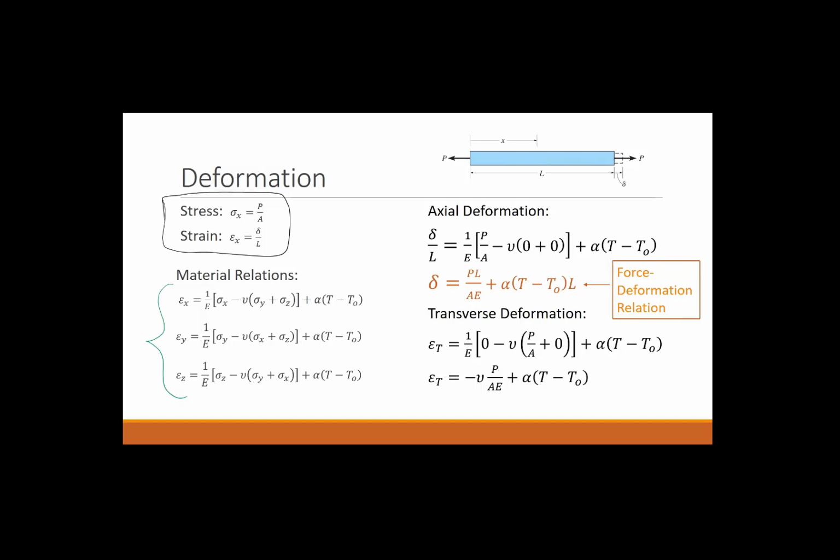So whichever direction this is, in this case, we're choosing this to be the x direction. We're saying sigma x exists, but sigma y is equal to 0, sigma z is equal to 0. So we'll say sigma x is not equal to 0, but the other 2 are. So we plug that in to these equations for the material relations, and we can get our strains that way.